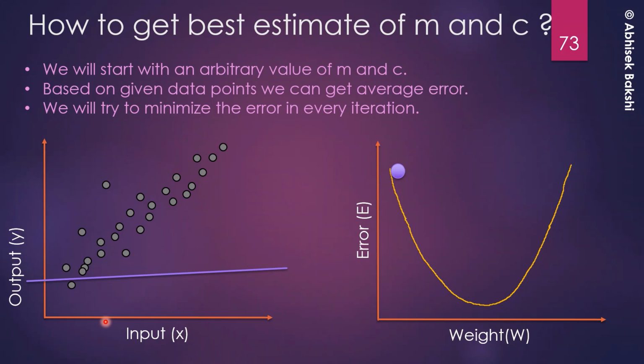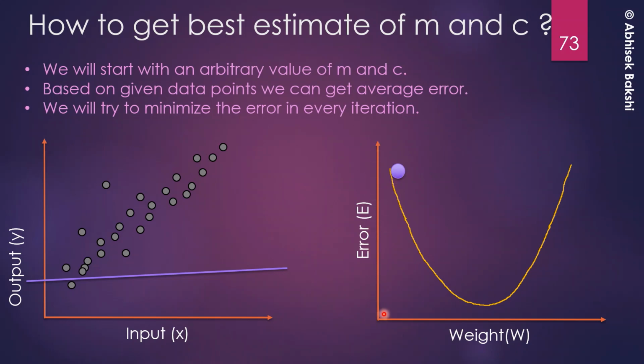How we will minimize that you will understand later, but assume the average error is present somewhere here in this situation. So it has some value. I've not written any particular value here. Maybe the average error is 20 or 2000, whatever. Some average error is here, something like this. As you can see, this y-axis is representing the error.